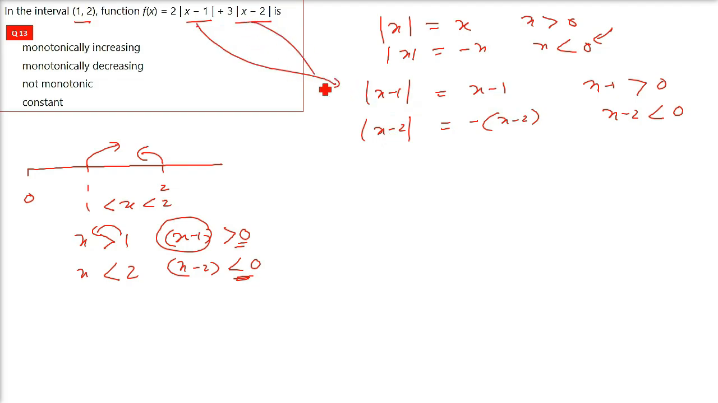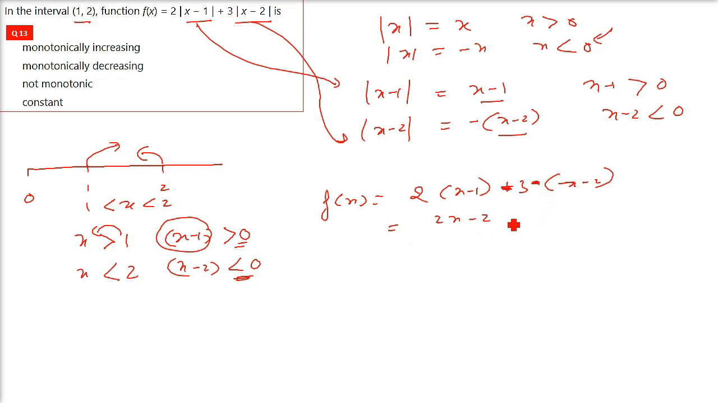So these two you have to replace: mod of x minus 1 by x minus 1, and mod of x minus 2 by negative of x minus 2. So 2 into x minus 1 plus 3 into negative of x minus 2. What do we get here? 2x minus 2, and this is minus 3x plus 6. So 6 minus 2 is 4, and 2x minus 3x is negative x. So it is 4 minus x. f(x) is 4 minus x.